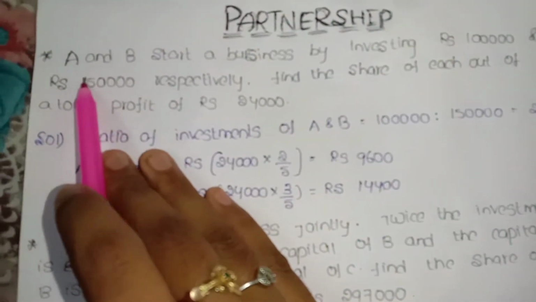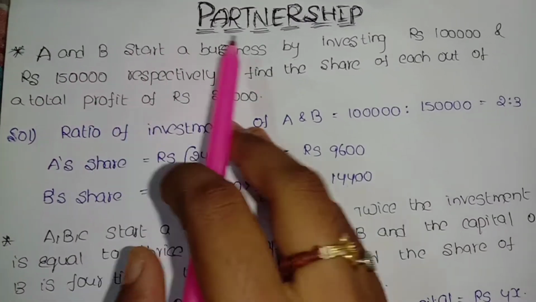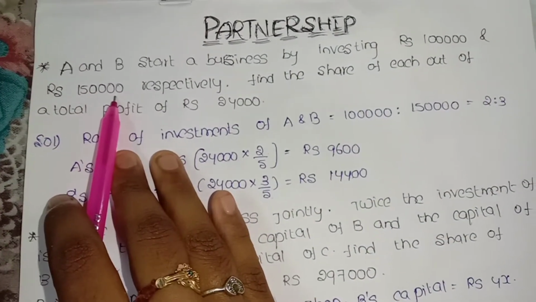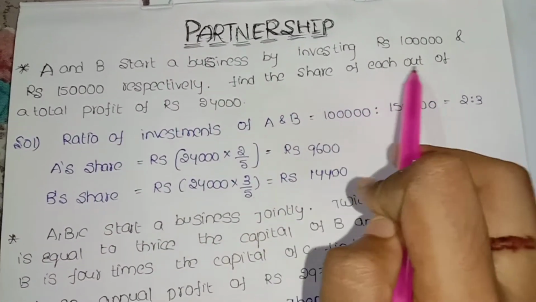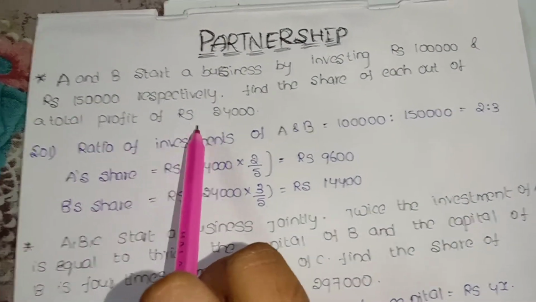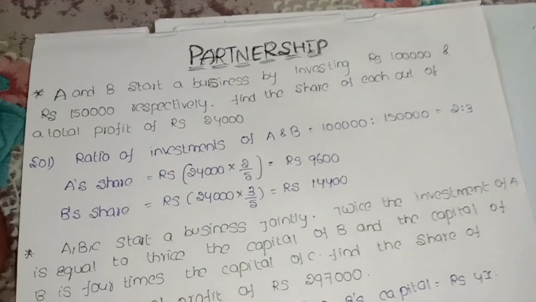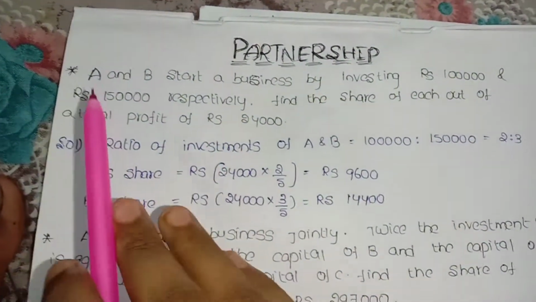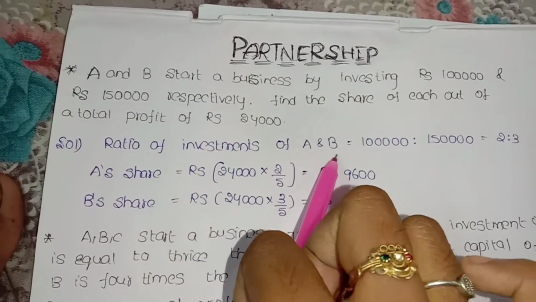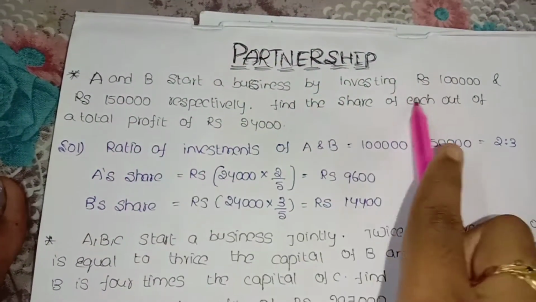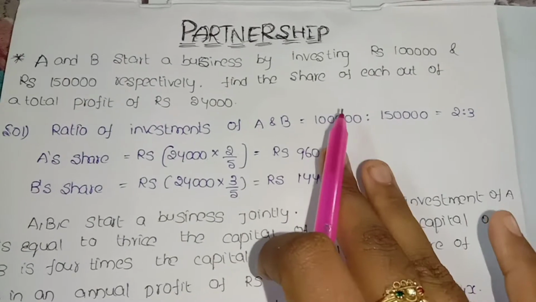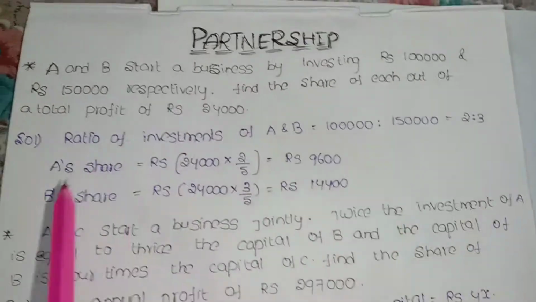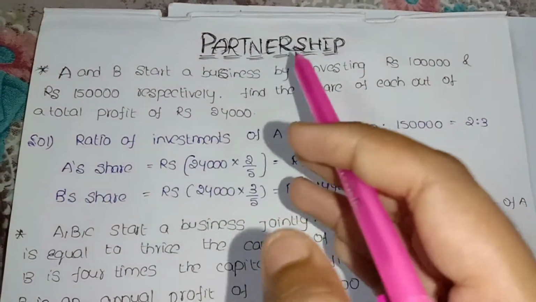Partnership. The first example: A and B start a business by investing Rs 1 lakh and Rs 1 lakh 50,000 respectively. Find the share of each out of the total profit of Rs 24,000. Here we have to find the shares of A and B. First, write the ratio of investments of A and B. The investments are 1 lakh and 1 lakh 50,000. Simply, we write 2:3. The fifth table will be possible. So, 2:3.